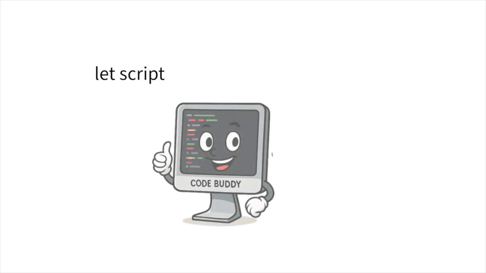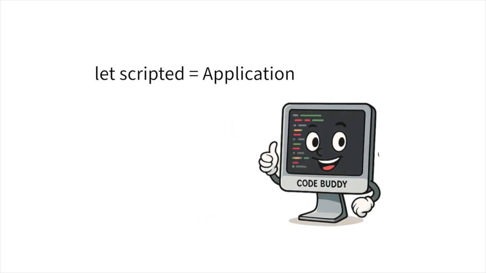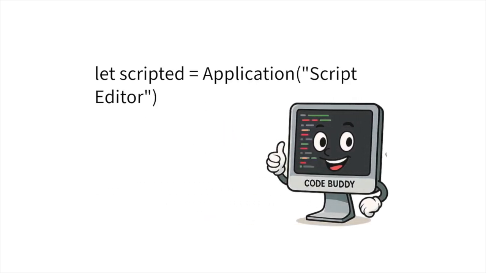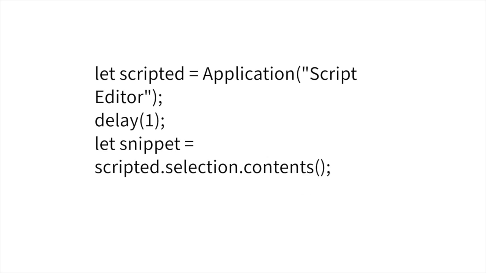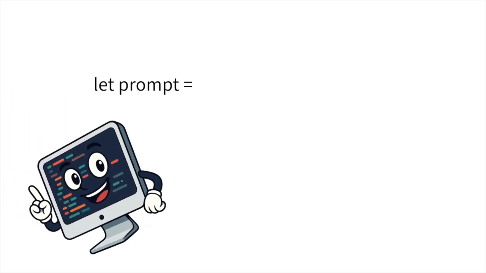Grabbing the current selection from Script Editor. What it does: creates a reference to the Script Editor application and waits briefly before retrieving the selected text, your code snippet. Why it's useful: this means you can highlight any JXA code in the Script Editor and have it automatically picked up by the script. No copy-pasting required.